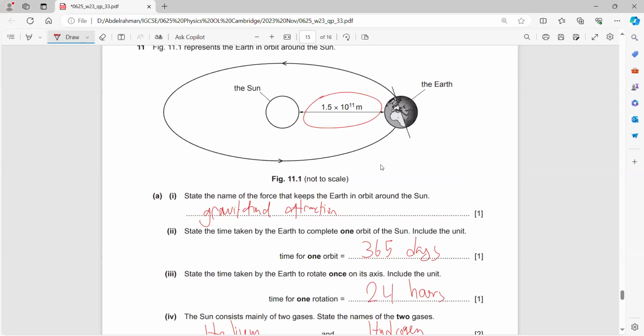When I told you before 100,000 light years, that was the width or the diameter of the Milky Way. Now we're talking about the distance between the Earth and the Sun. The distance between the Earth and the Sun is very short. It's only 150 million kilometers. I know 150 million kilometers is a huge number, but in terms of space distances, it's literally nothing.